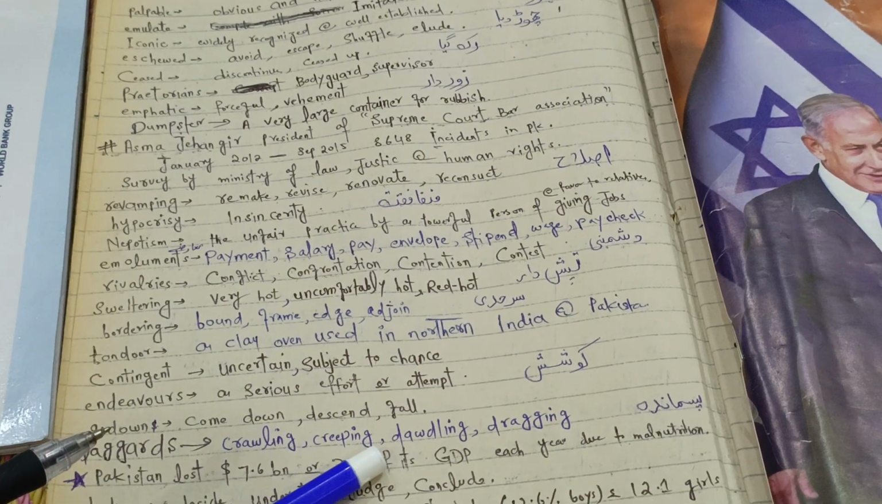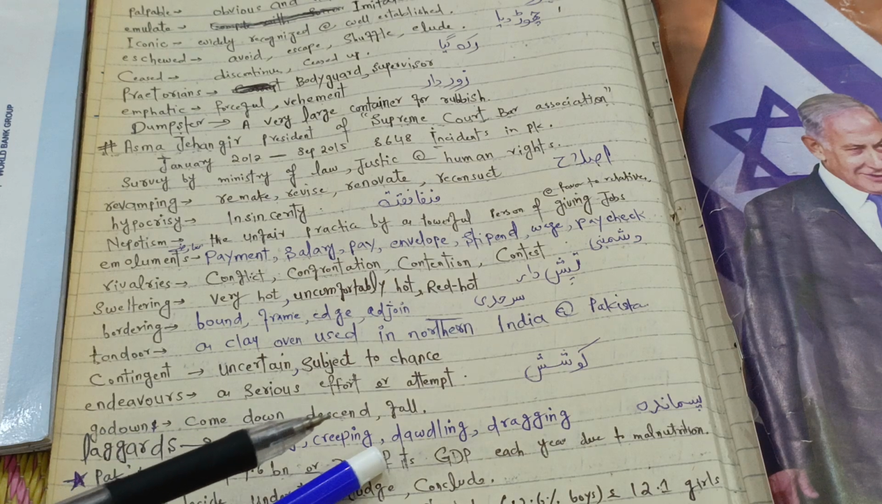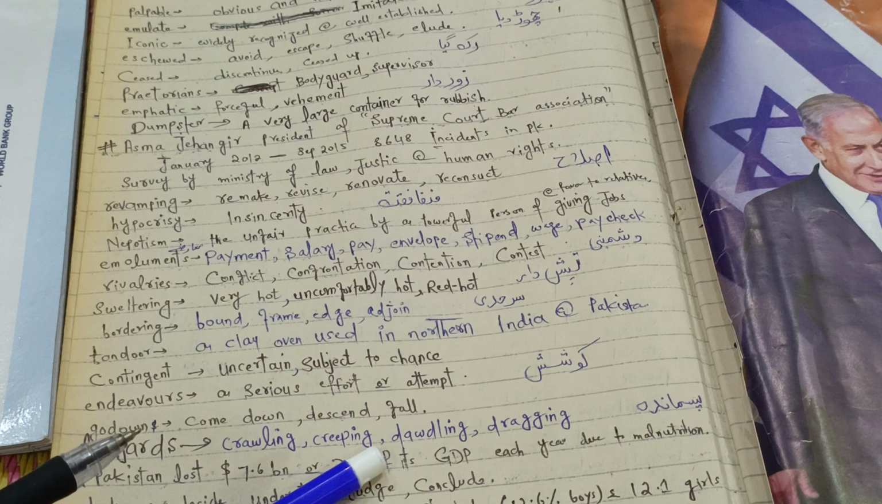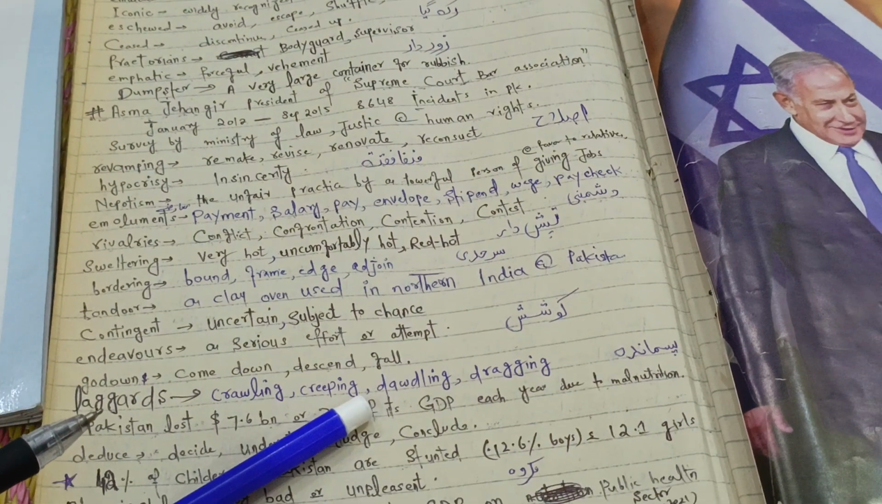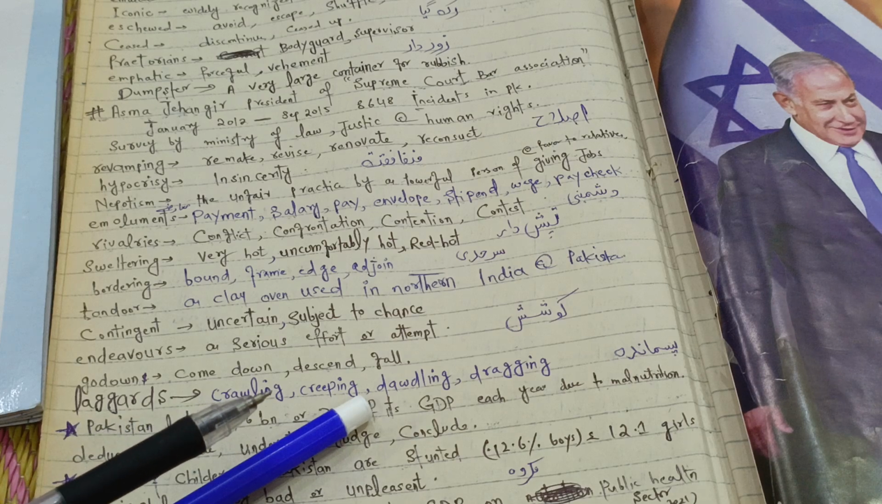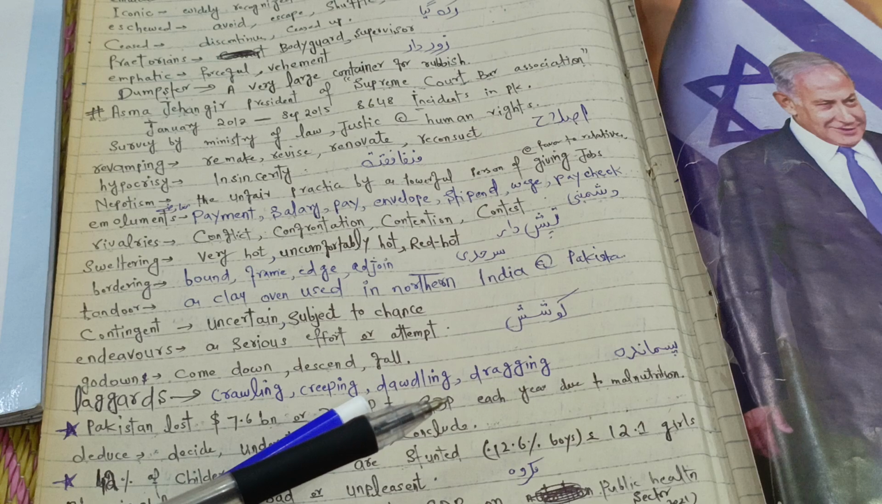Next one is go down. So its meaning is come down, descend, or fall. And the other one, it is basically appraisal verb or appraise, go down. Another word in English which is go down. So go down is actually a warehouse where stuff material or raw material are actually stored. Next one is laggards. So the meaning of laggards is crawling, creeping, dawdling, or dragging.